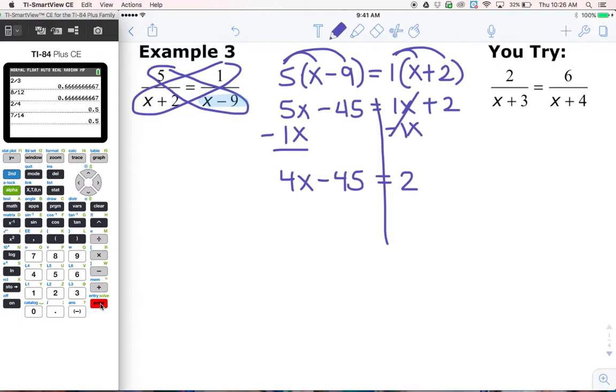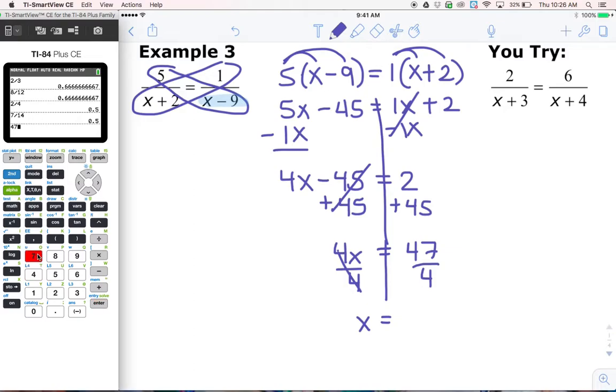Okay, hopefully we feel really confident from here. I'm going to add 45 to both sides to get rid of it on the left side. And now I've got 4x is equal to 47. Okay, last step is to divide both sides by 4. And I've got x is equal to, let's see what that is. 47 divided by 4. We're getting 11.75.